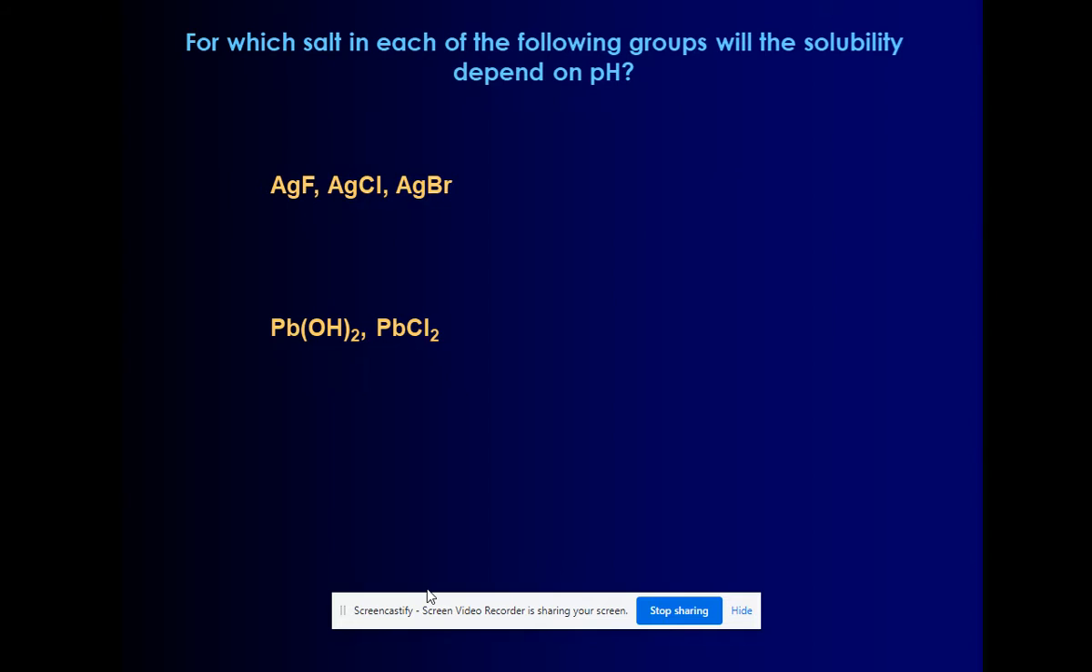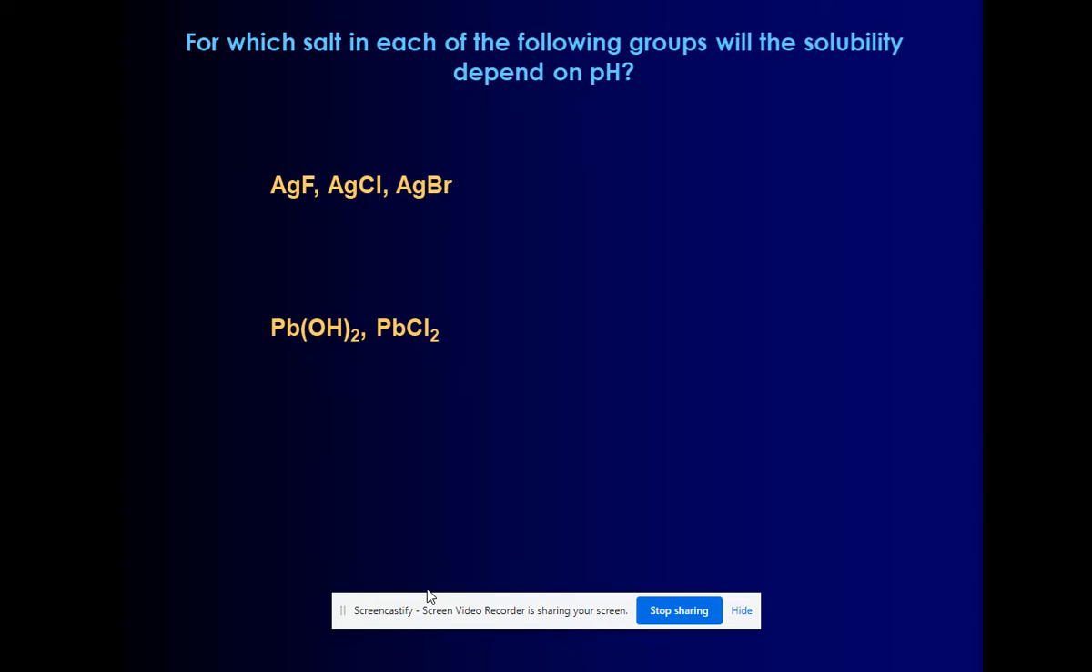So with our first three, they all contain silver. Silver is a transition metal. It's not going to be influenced by pH. We saw that metals in general, other than highly charged metals, like aluminum, iron, copper, things like that, are influenced, but silver is not one of those that's influenced by pH.